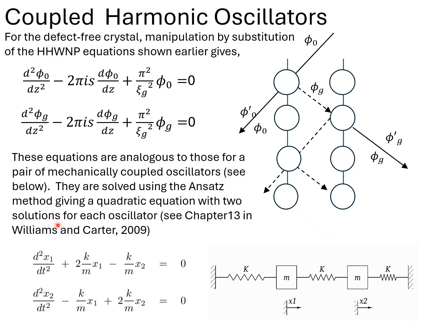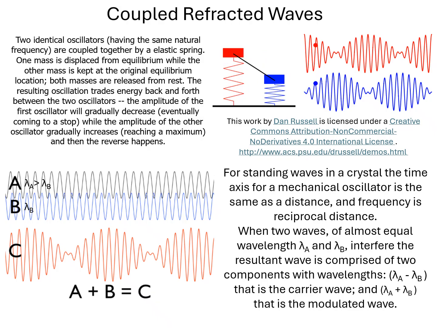In Williams and Carter, and I think the same also applies to Hirsch and Whelan, they use the ansatz method to solve these equations. They use basically a complex exponential. They assume that this wave vector is now a complex exponential. And that gives two solutions for each oscillator. So we can think of it pictorially like this.